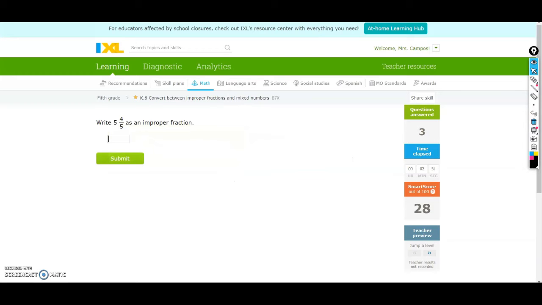I'm going to go ahead and skip a level so you can see what's coming later. Okay, so this looks very similar still. So we have 5 and 4/15. So the numbers are a little bit bigger.